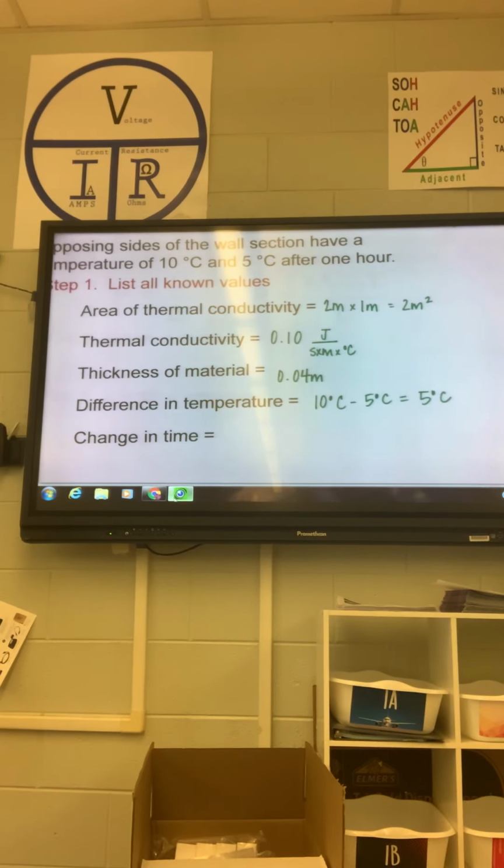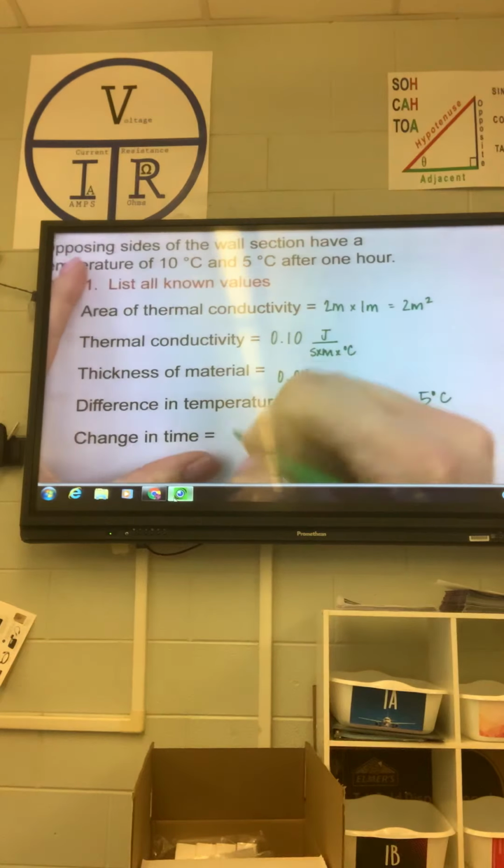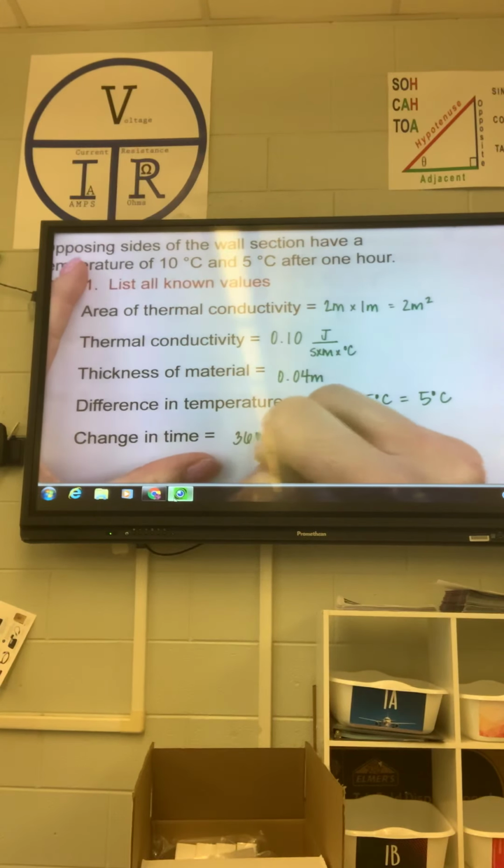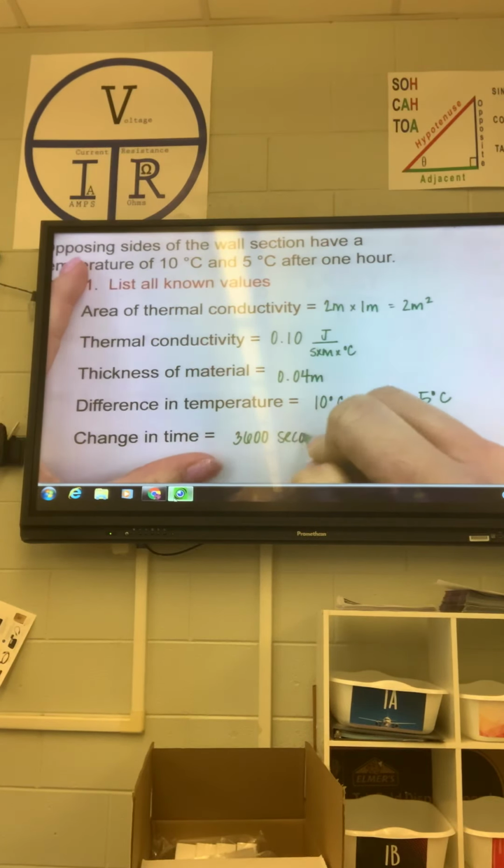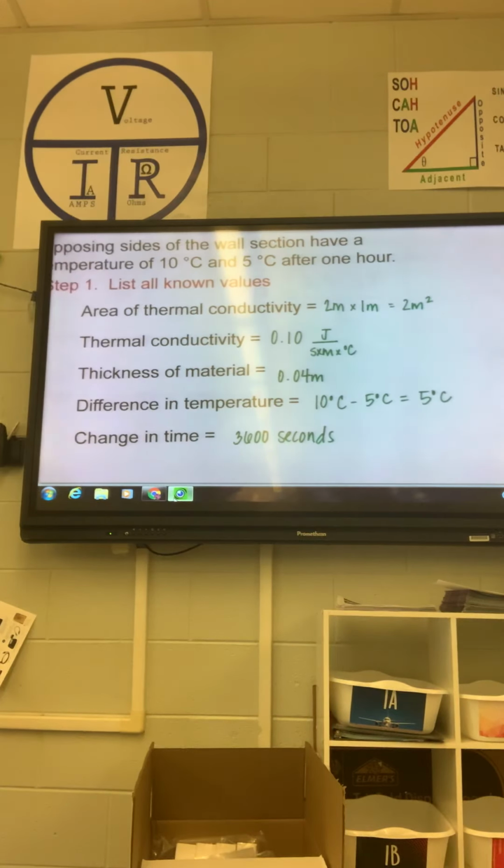And what's my change in time? An hour, but it's 3600, because remember, it's always in seconds. So you'd need to do 60 times 60 in this case. Because if you leave it at 1 hour and plug that one in later, it's not going to work out right.